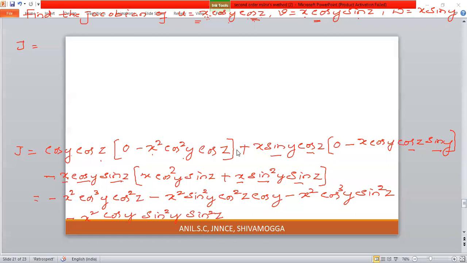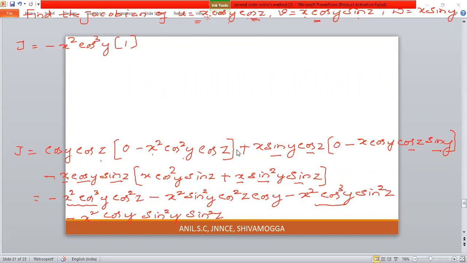First, consider this term and this term. First and third term. What is the common factor? Minus x square into cos cube y, right? Minus x square into cos cube y is common in both the terms. As it comes outside, what we get inside is cos square z plus sin square z, which can be written as 1.